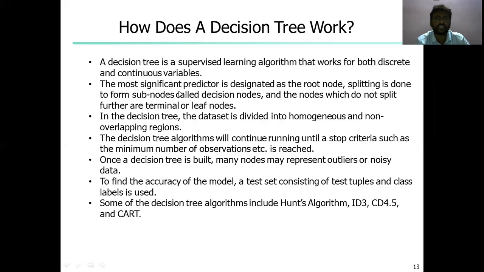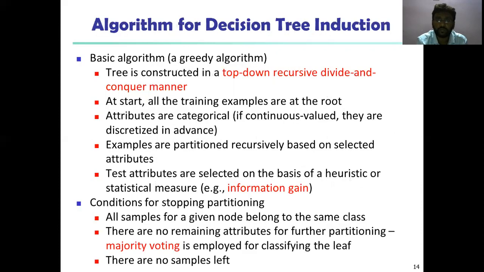Some of the decision tree algorithms include the Hunt algorithm, and we have a few other algorithms like the decision tree, which include the Hunt algorithm, ID3, C4.5, and CART. These are all the different algorithms which work like a decision tree.